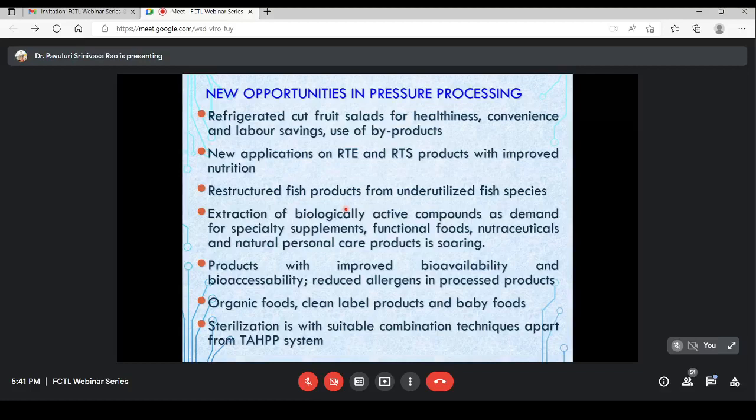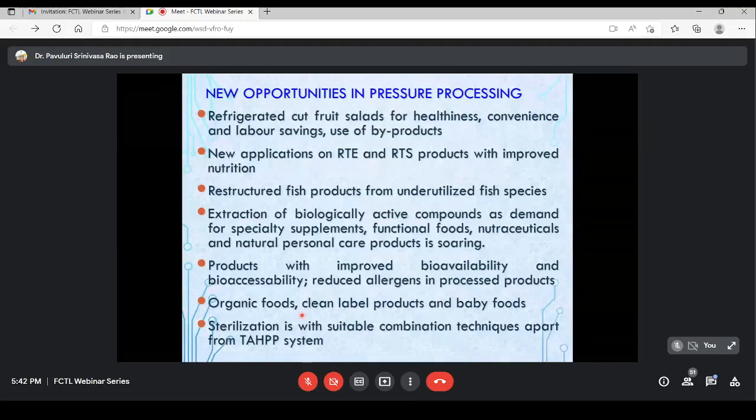And organic foods, clean label products and baby foods. This is another high-end segment where organic foods are very well preferred, or maybe you can say most preferred by consumers these days, since they have a good quality as an ingredient, but the same quality should be maintained subsequently during processing. So that's why HPP can pave the way for maintaining its quality.